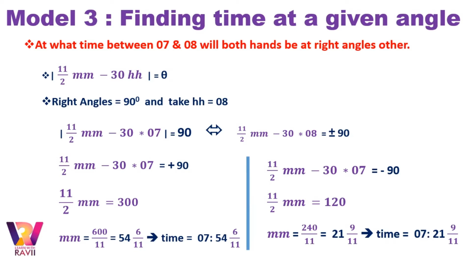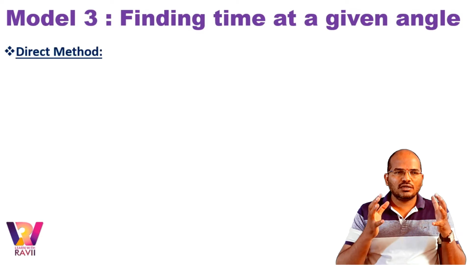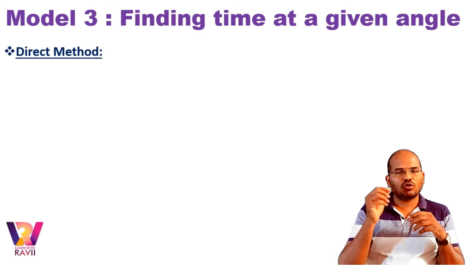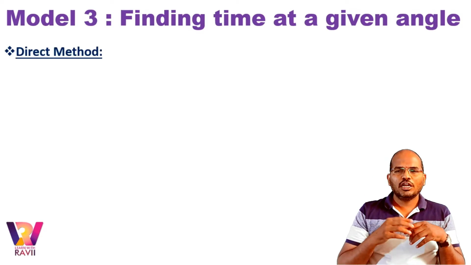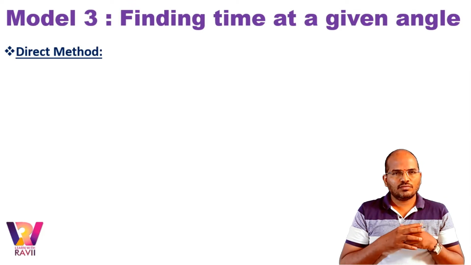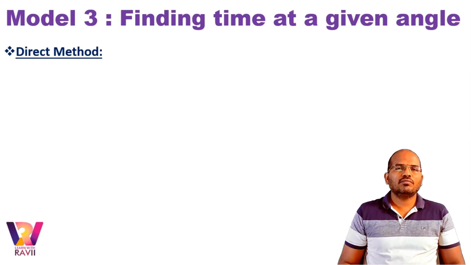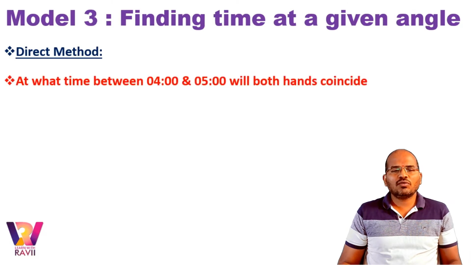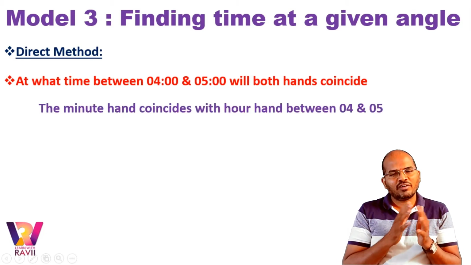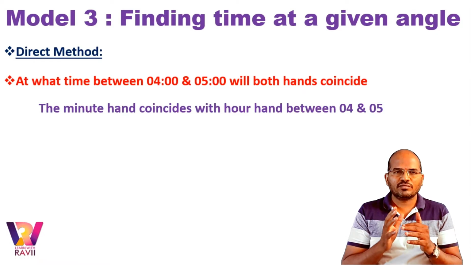Okay. Now plugging in the values and solving is a little complex. Now we have a direct approach of solving them without using the formula. What is that? Now the question is, at what time between 4 and 5 will both hands coincide? The minute hand coincides with the hour hand between 4 and 5, isn't it?